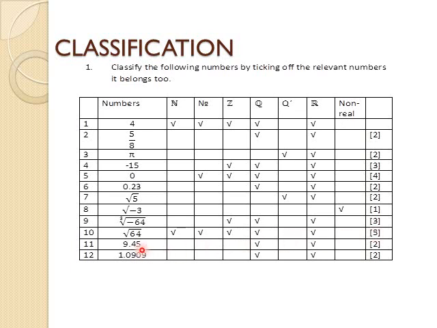Fourth thing. 9.45 also terminates after 5, so therefore it can be written as 9 and 45 over 100, so therefore it is rational and real. And 1.0909 also terminates, so therefore it's considered rational and real. That's just basic classification so that we see whether you know which number is which. Take note, we don't need to write out for you. You need to know n represents natural numbers, n with the O represents whole numbers, z integers, q rational numbers, q prime irrational, r real, and then you need to know what's non-real.